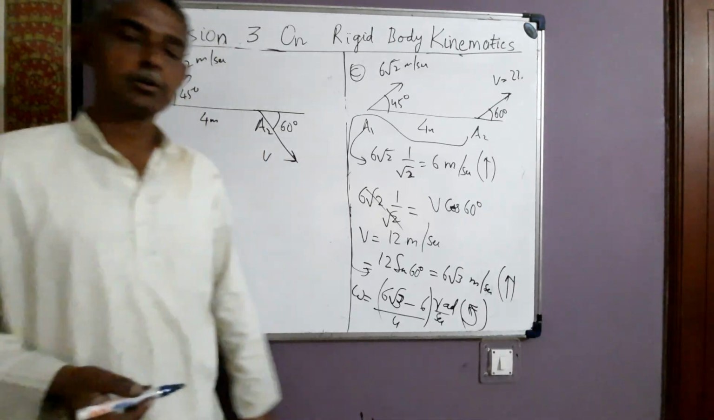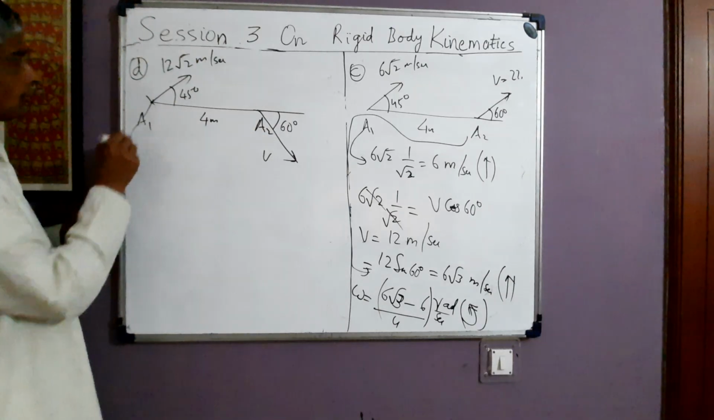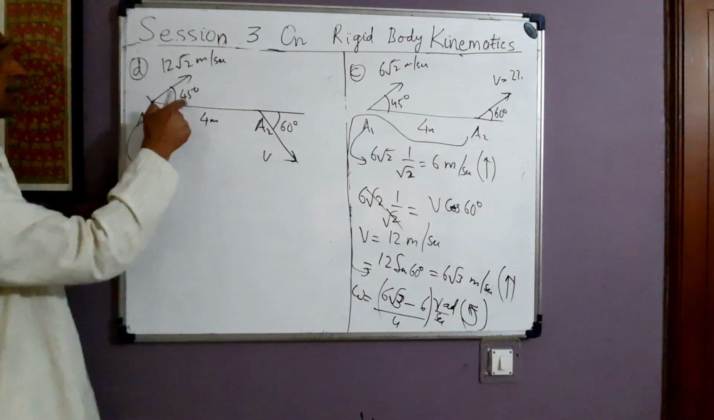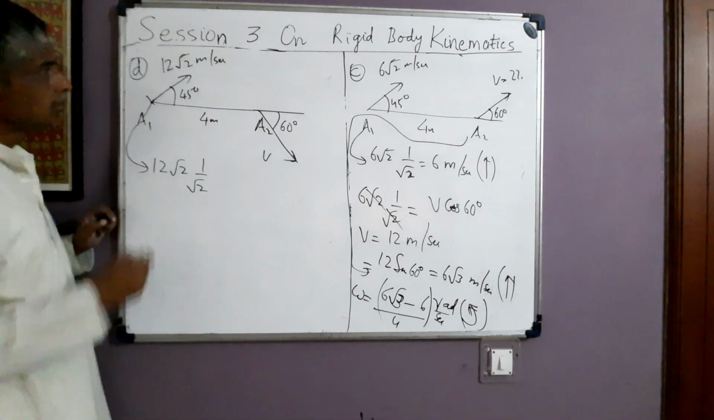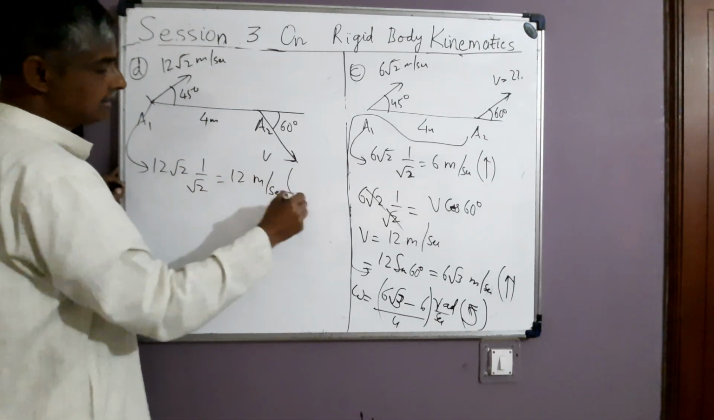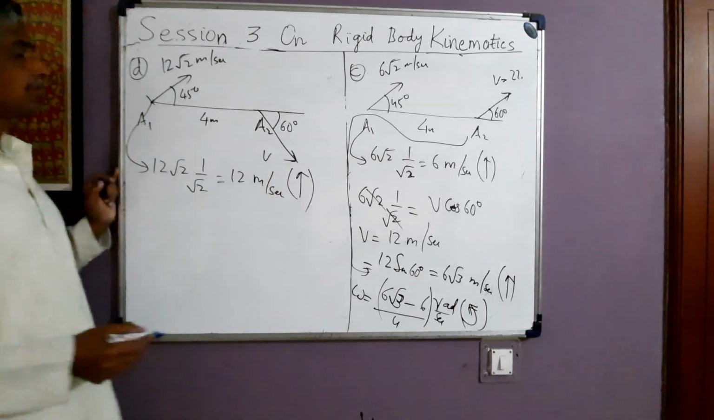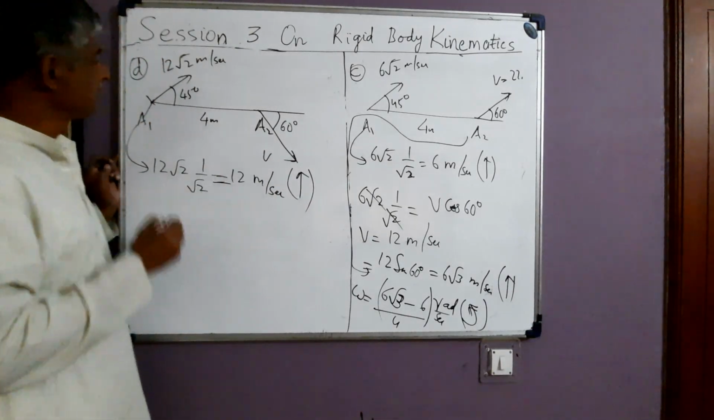So omega is equal to relative normal speed by separation. So first we must know the normal speeds of A1 and A2. Normal speed of A1 will be 12 root 2 sine 45 degree, that is 1 by root 2 in upward direction. So this is 12 meter per second in upward direction. This is normal speed of point A1.